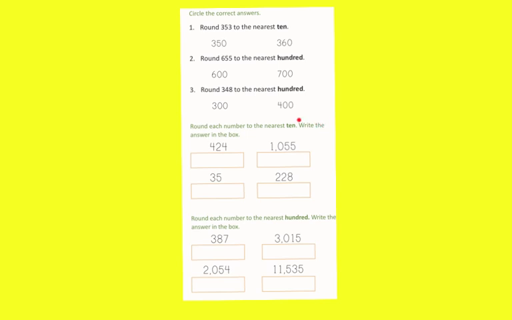Okay, for each of these numbers, 424, 1055, 35, and 228, you are going to round each number to the nearest 10 and then write the answer in the box below it. Okay, for these numbers, you're going to round each number to the nearest 100 and write the answer in the box below it.